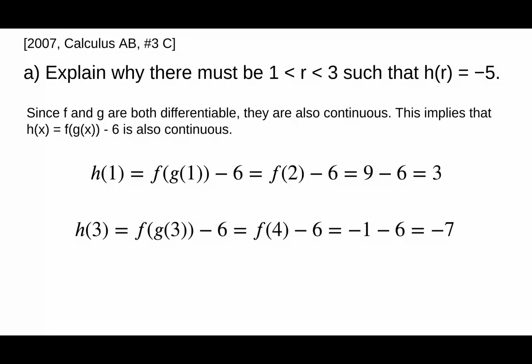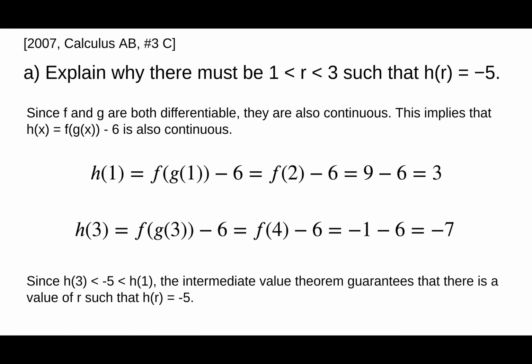Now that we know h of x is continuous and h of 1 is 3 and h of 3 is negative 7, because negative 5 is between 3 and negative 7, we know that there is a value of r somewhere between 1 and 3 such that h of r equals negative 5. That's guaranteed by the intermediate value theorem. H of 3 is negative, h of 1 is positive. Negative 5 is between those two values, and so there must be some value of r because h is continuous and the intermediate value theorem applies.